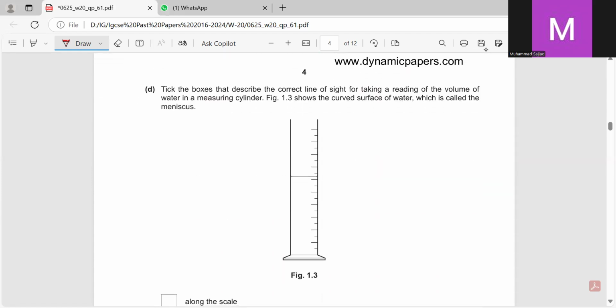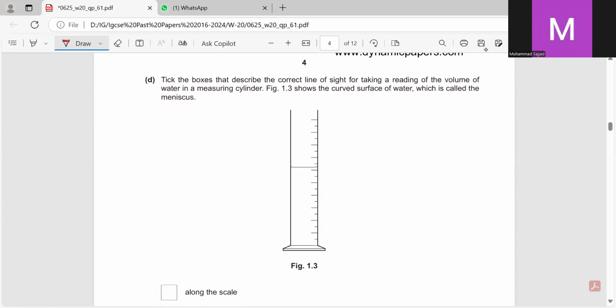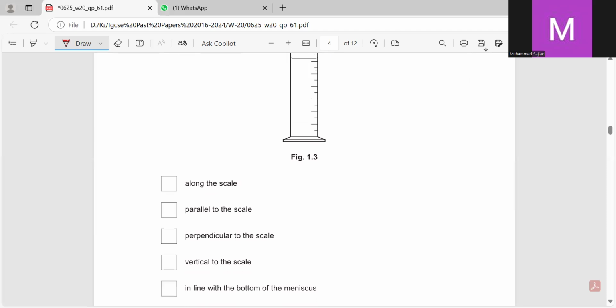Then tick the boxes that describe the correct lines of sight for taking a reading of the volume of water in a measuring cylinder. Figure 1.3 shows the curved surface of water, which is called the meniscus. Curved surface of the water is meniscus, and we are always measuring from the bottom of the meniscus, and also the line of sight is perpendicular to the scale reading of the measuring cylinder. So 2 points are needed for accurate measurement with the help of a measuring cylinder.